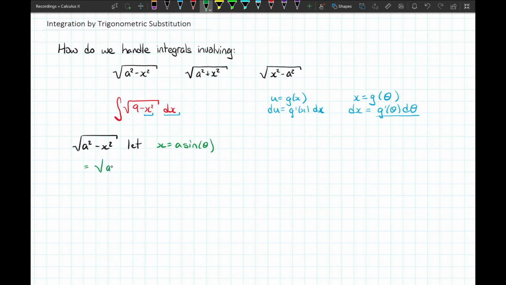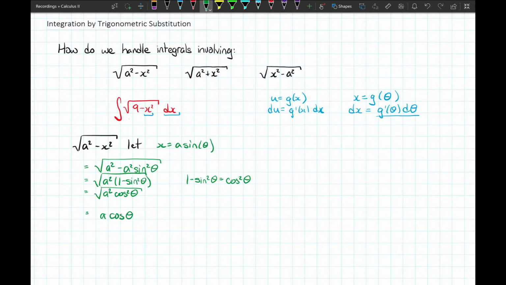This will leave us with the square root of a squared minus a squared sine squared theta. Trusting that this is in our best interest, we'll factor a squared. Oh, well, that leaves us with 1 minus sine squared theta. And good news here, 1 minus sine squared theta is equal to cosine squared theta. That leaves us with the square root of a squared cosine squared theta, and we're down to a perfect square here. So this should just equal a cosine theta.